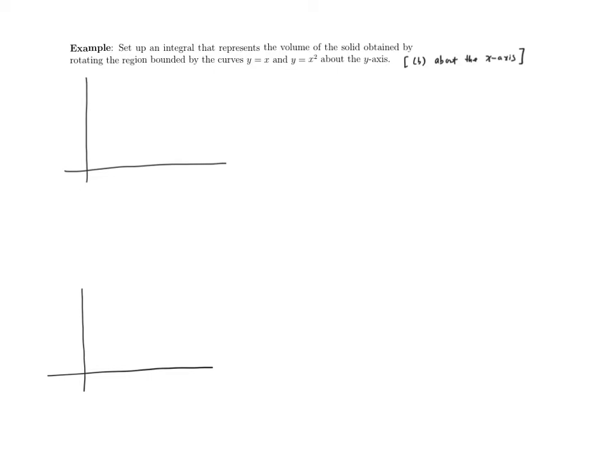For the first problem we are asked to set up, but in this case we do not need to evaluate, an integral that represents the volume of the solid obtained by rotating the region bounded by the curves y equals x and y equals x squared about the y-axis. And just for good practice, let's make the problem have two parts. In part A, we will rotate about the y-axis. In part B, we will rotate about the x-axis, so we can directly compare side by side the differences in the process.